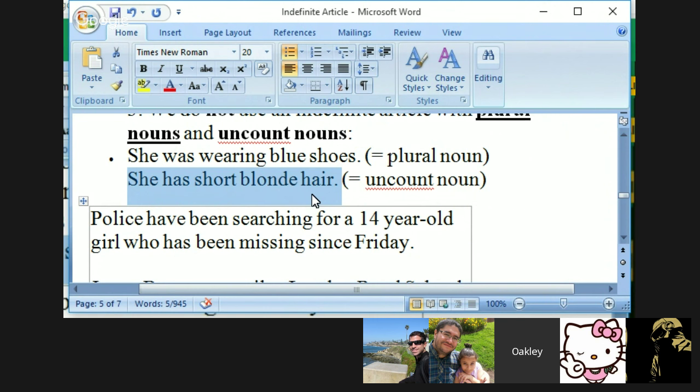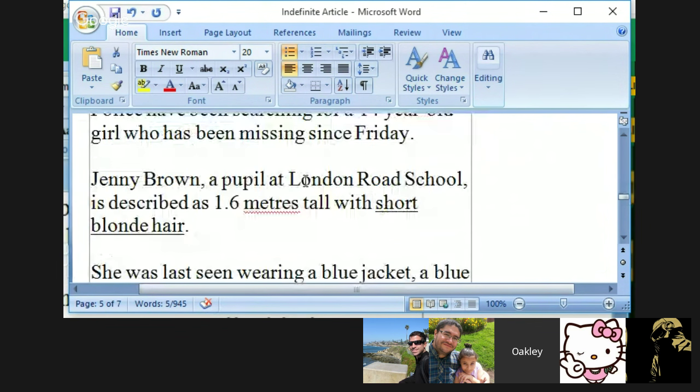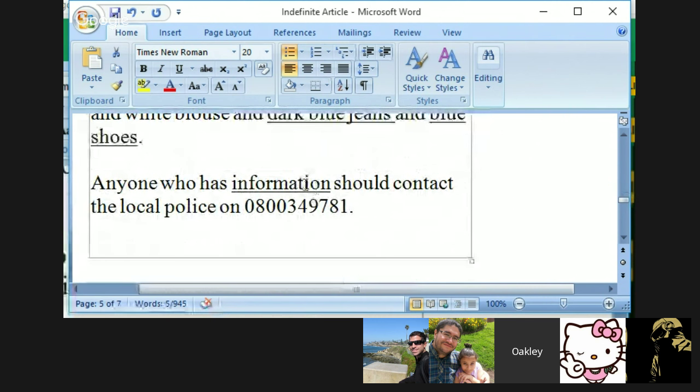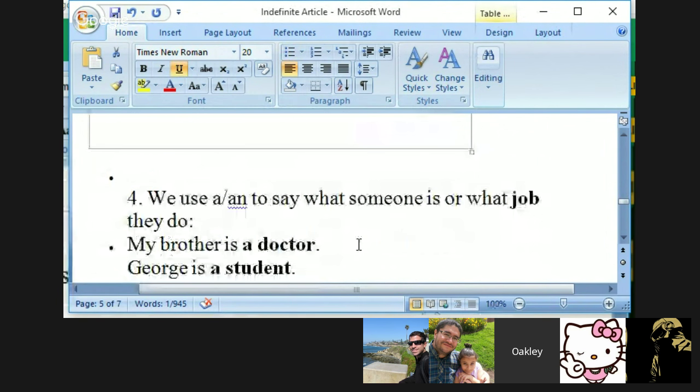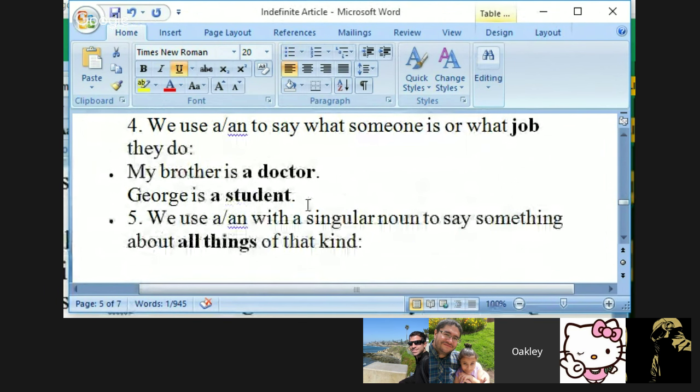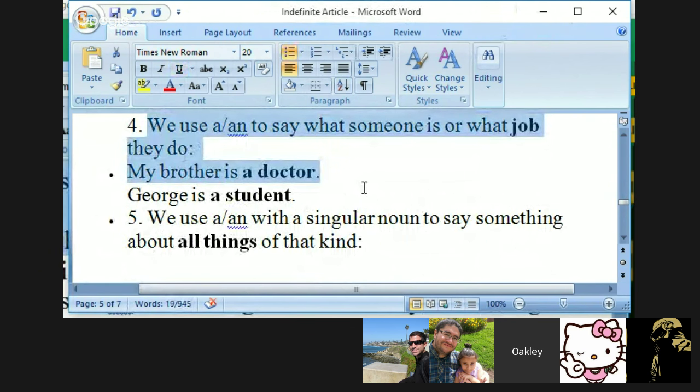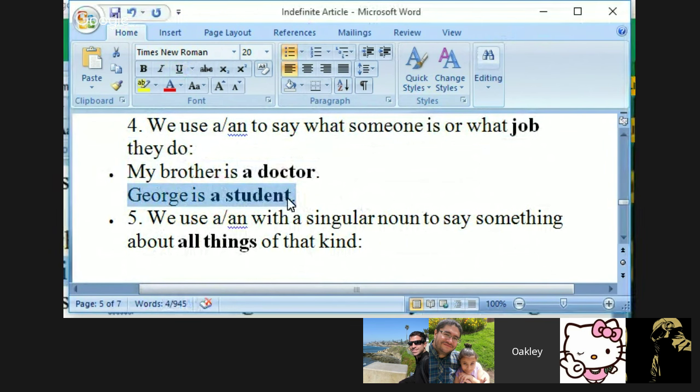All right, and so this happens a lot. Again, talking about the individual as opposed to the mass. Okay, and there's all that stuff, information, uncountable. We already talked about A or AN being used for a job. George is a student. Oh, by the way, a student in English is more or less considered as a job, at least grammatically. From a grammar standpoint, student in this case and other cases is basically treated as a job.